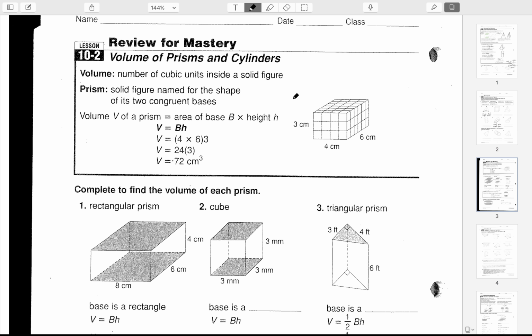Hello, welcome to lesson 10-2, Review for Mastery, and we're going to do the practice side as well. This one is finding the volume of prisms and cylinders.